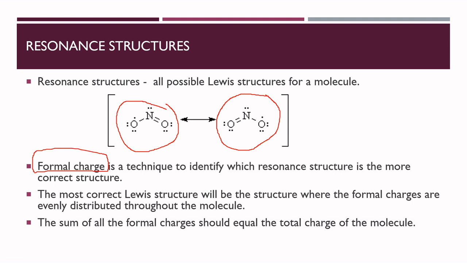Let's say the molecule is CO. CO does not have any charge, meaning the formal charge of C plus the formal charge of oxygen should be 0. It should be 0 because the CO molecule does not have any charge.